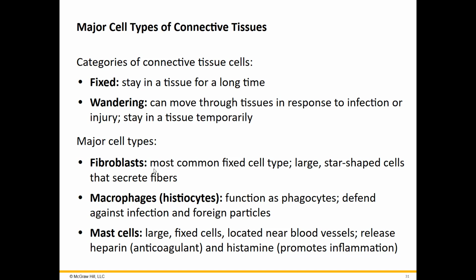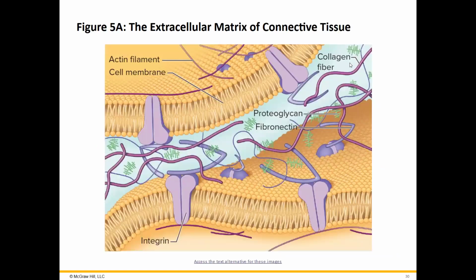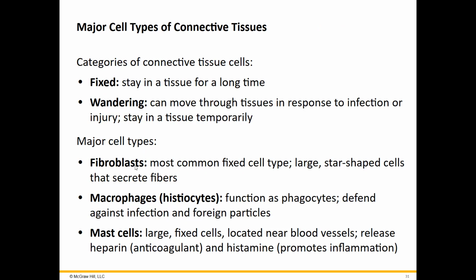It's the most common. It makes all the fibers that actually create the connective tissue. It's a large star-shaped cell, and it secretes fibers. I don't care that you know it's star-shaped, just know it builds fibers. This is fixed. It stays in place. It holds things in place, in fact. Macrophages, or histiocytes. These are cells in your histology, in your tissue. These perform phagocytosis, or cell eating. These defend you against foreign particles, so they wander. They travel around and they eat the garbage and the bad stuff in your body.